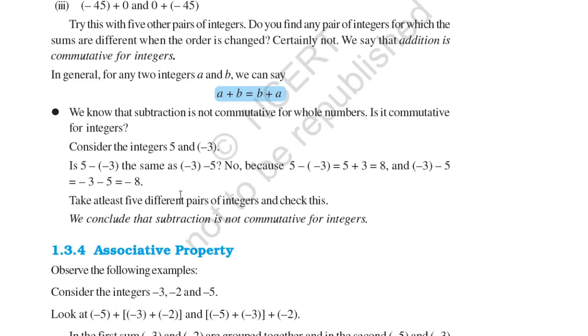We conclude that subtraction is not commutative for integers. So subtraction is not commutative for integers.